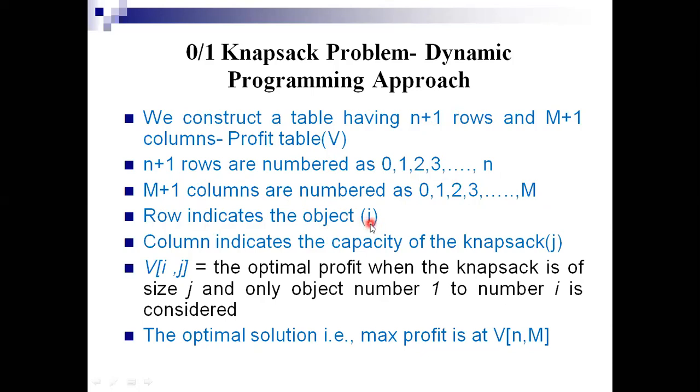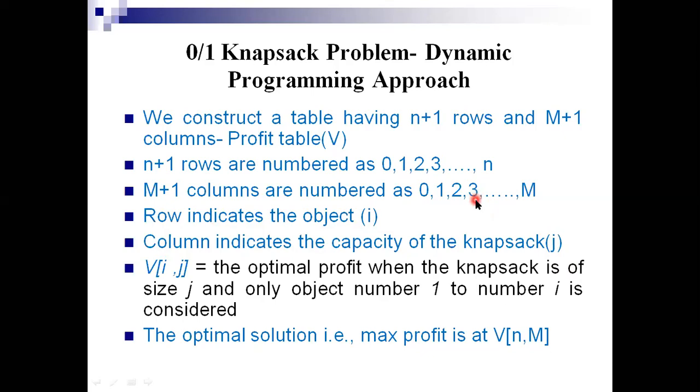So if I tell i equals 1, it means the first object. i equals 2 means the second object. So row represents the object, and column indicates the capacity of the knapsack. So j equals 3 means currently the capacity of the knapsack is 3.